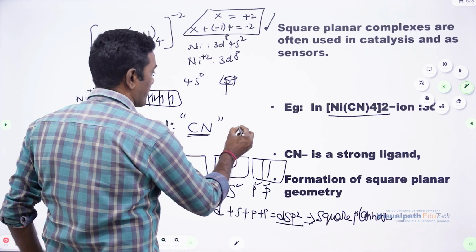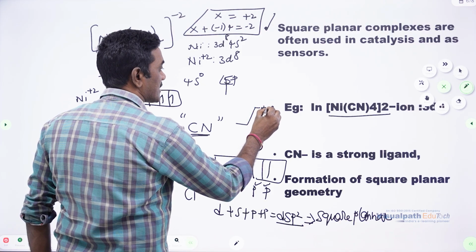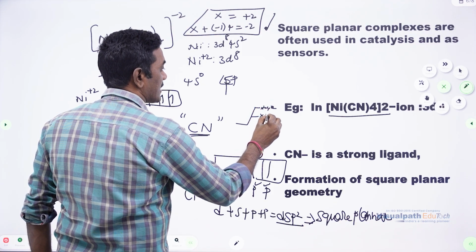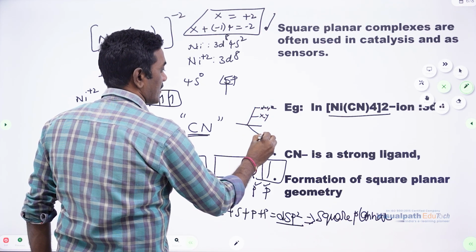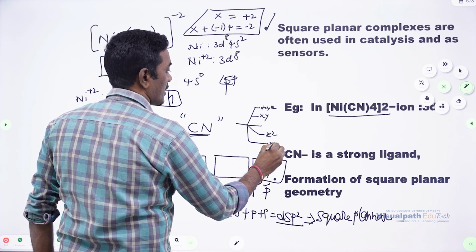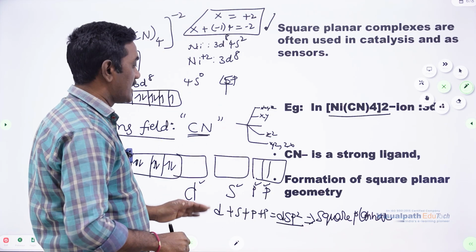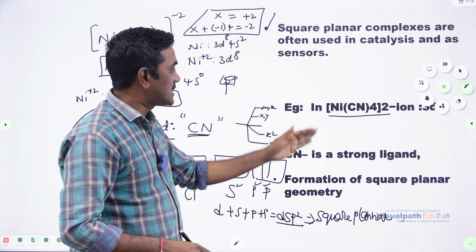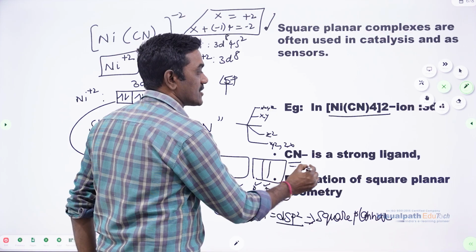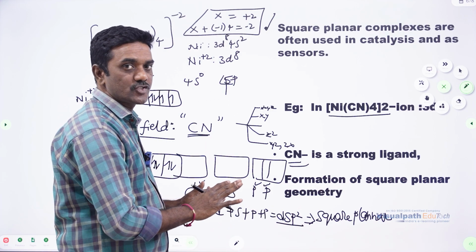The splitting will happen in this way only: x square minus y square, xy, z square, yz, zx. In this way only splitting happens in this nickel case. So in this example, cyanide is a strong ligand, and formation of square planar complex geometry is very clear.